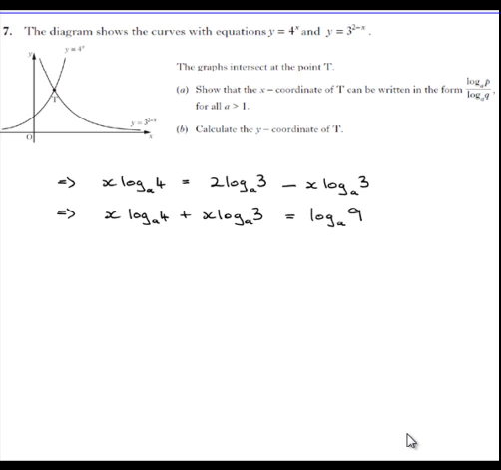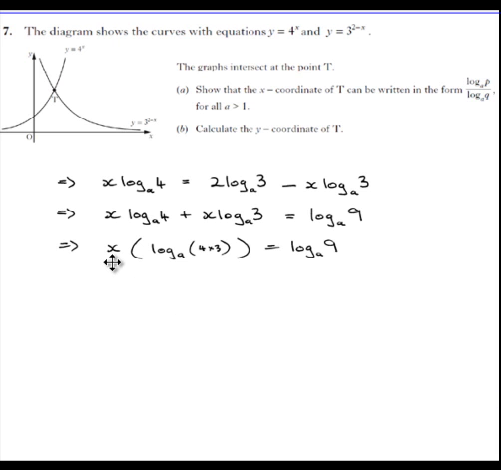There's a common factor on the left hand side of x, so that's x, and inside the brackets log to the base a of 4 plus log to the base a of 3. But log to the base a of 4 plus log to the base a of 3, using the first law of logs, is log to the base a of 4 times 3. So on the left hand side we've got x times log to the base a of 4 times 3 is equal to log to the base a of 9. Log to the base a of 4 times 3, that's log to the base a of 12.